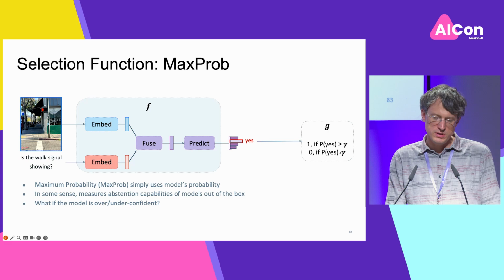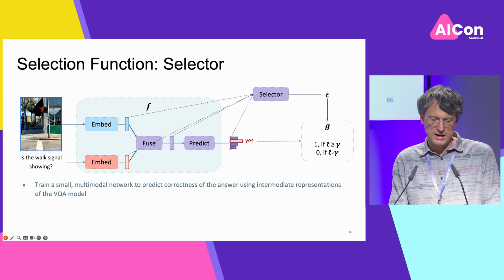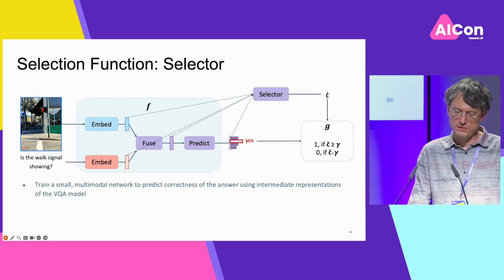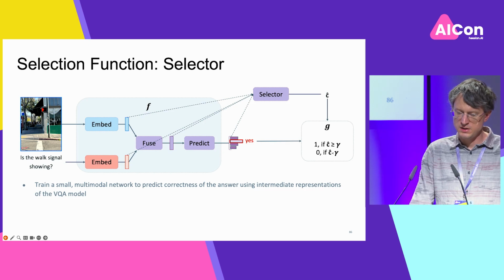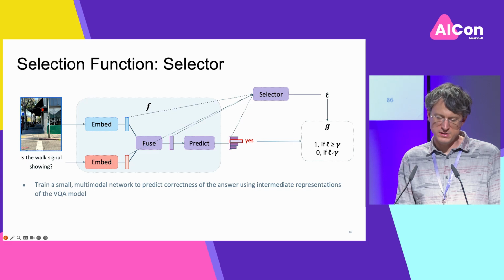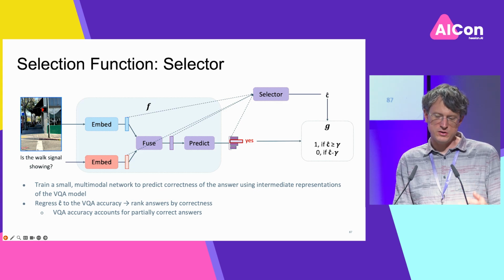And what we now do is train a multimodal selector. A multimodal selector means that we take features from this function f and train a small neural network which predicts if the model will be right or not on held-out data. This then allows us to jointly predict the answer and whether it should abstain or not.